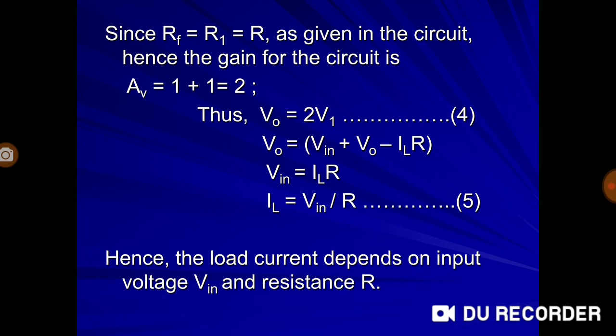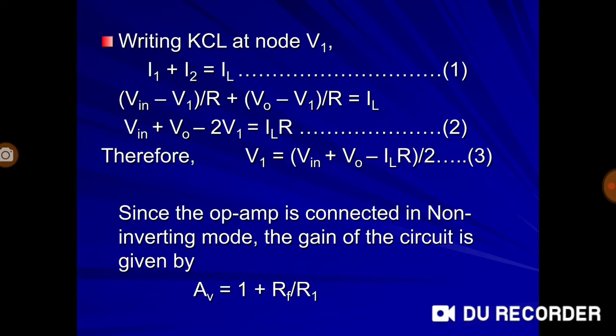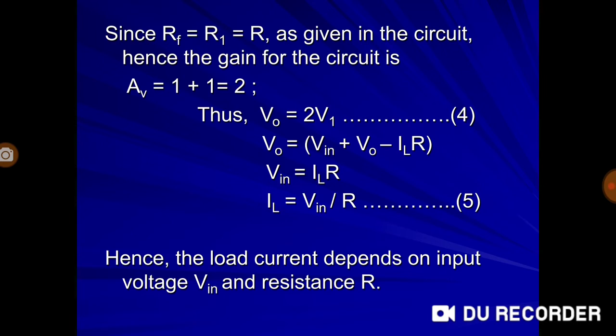Now V1 is replaced, from equation 3 we have V1 is equal to Vin plus V0 minus IL R by 2. V0 is twice V1, so twice into by 2, the 2 gets cancelled. So V0 is equal to Vin plus V0 minus IL R. Hence, simplifying the above equation, V0 gets cancelled. So Vin is equal to IL R, or IL is equal to Vin by R.